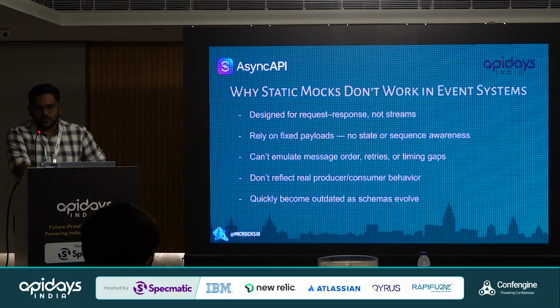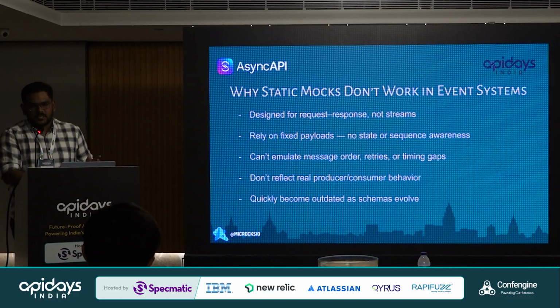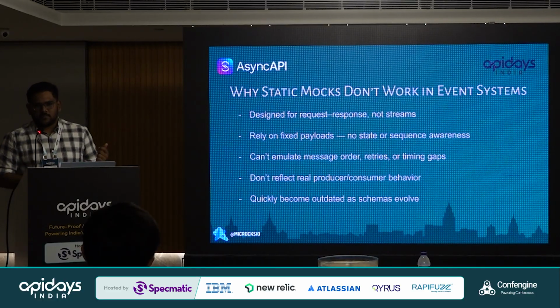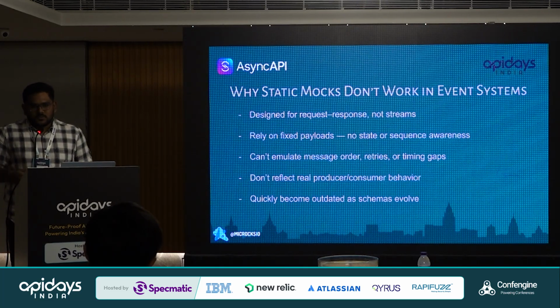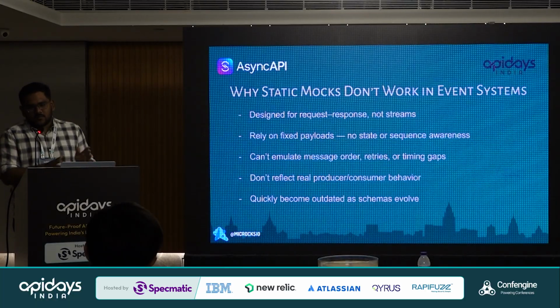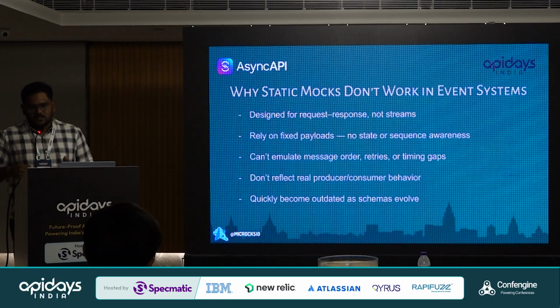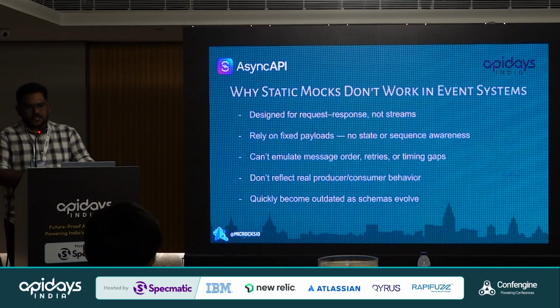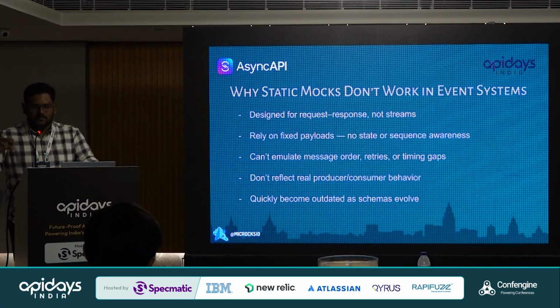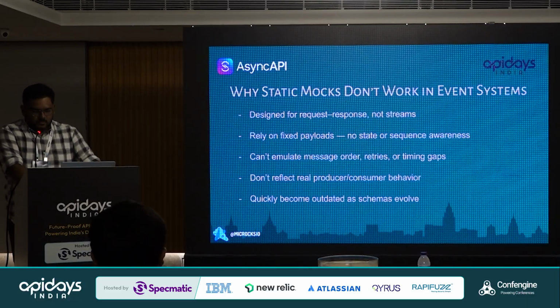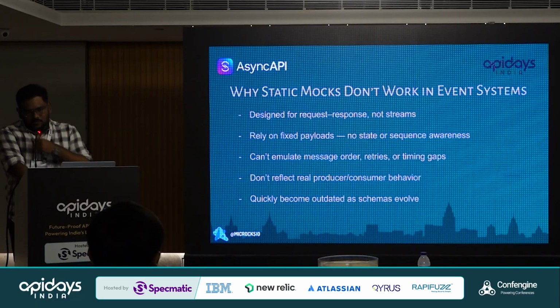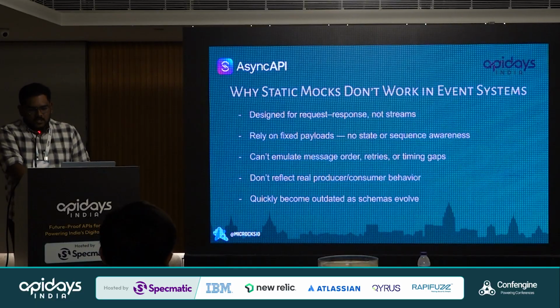Let's say you have an e-commerce application with one purchase event. The purchase event triggers a payment completion event, then the payment completion event triggers a logistics event, and then shipment events and all that. So events are dependent on one or multiple other events. And the payloads are not fixed most of the time in event-driven APIs.